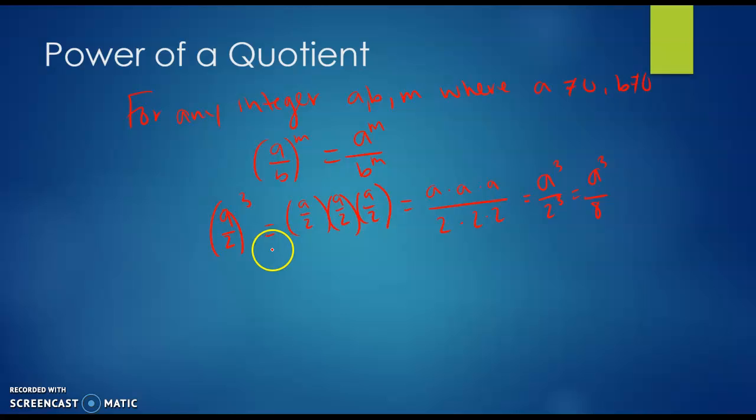So it is just as simple to take that a over 2 all cubed and distribute that cube to everything so that it just becomes a cubed over 2 cubed, which is a cubed over 8. But this is why it works. We have 3 of them. It cubes it, etc. Keep moving on, right?